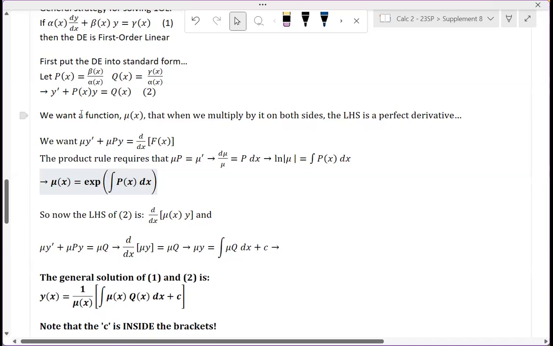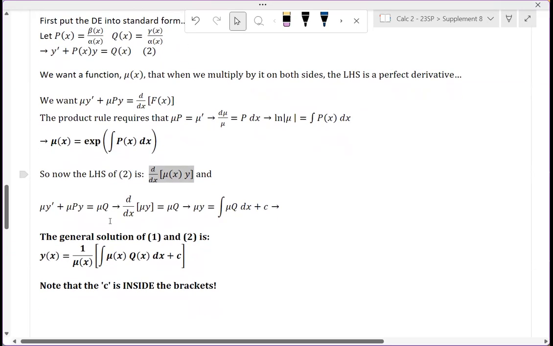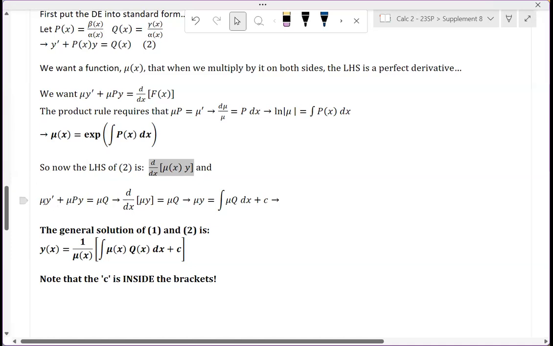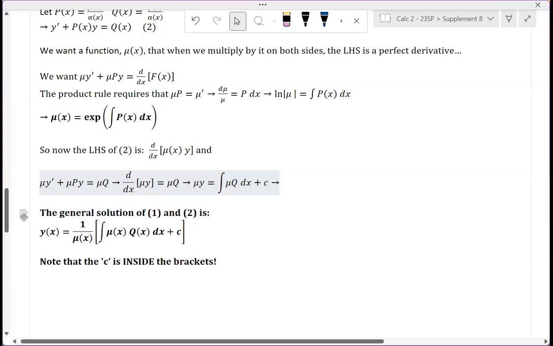Now the left-hand side up here, after I multiply through by mu, ends up being the perfect derivative d dx of mu of x times y. Now, one important note is that I don't want to forget to multiply by mu on the right-hand side as well, so easy to forget that. But once I collapse that perfect derivative, I get d dx of mu y equals mu q. And now I can just integrate, and I get mu y equals the integral of mu q dx plus a constant. And then I can just divide by mu to get y by itself.